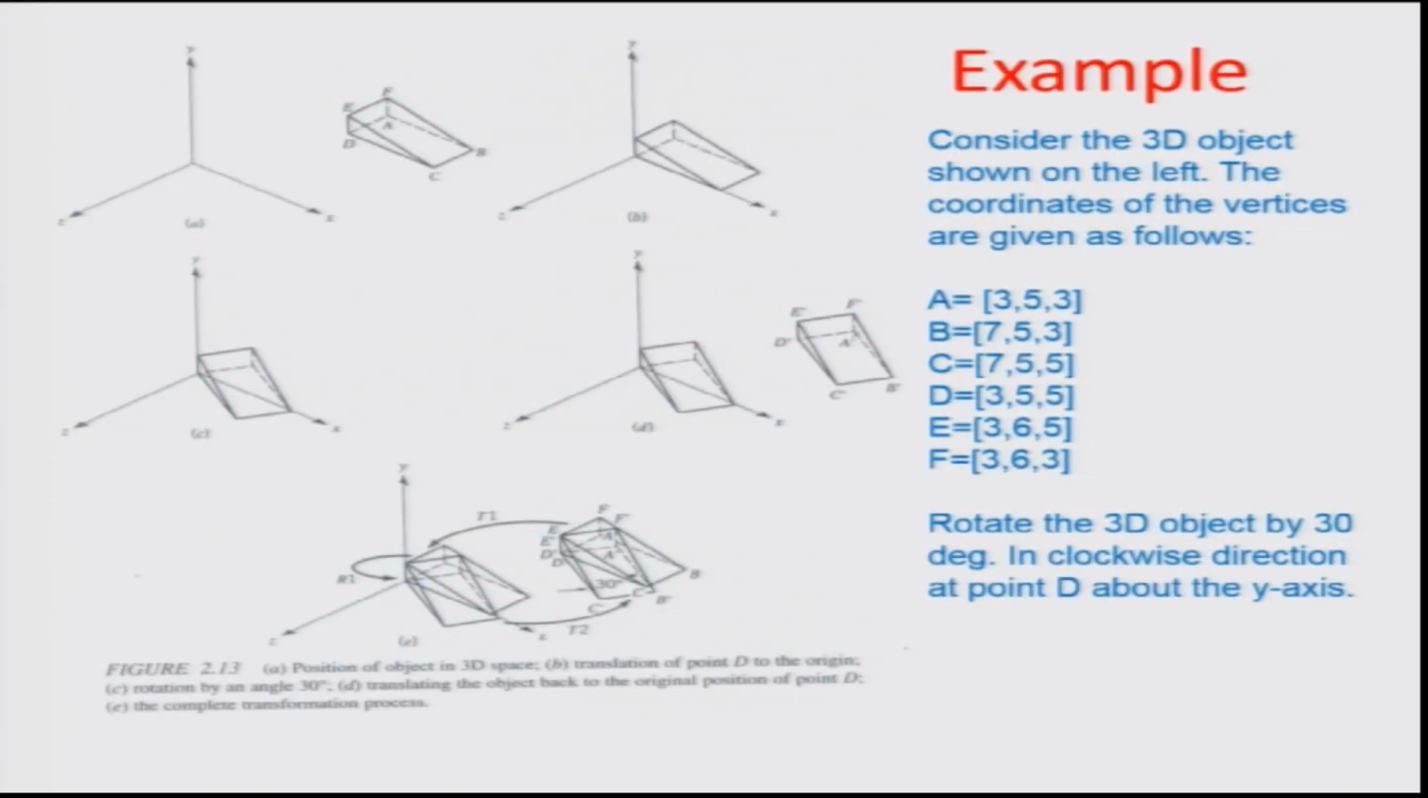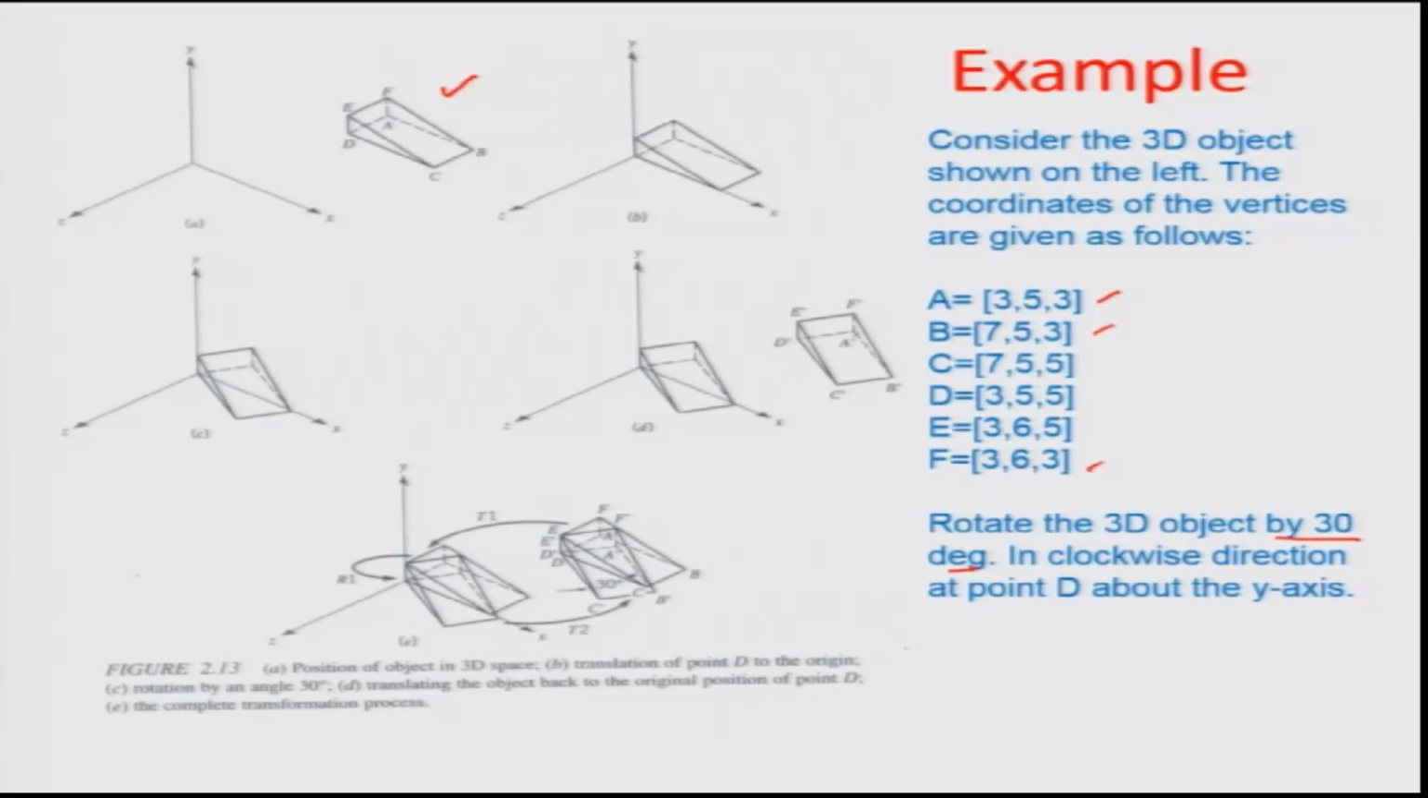So, we consider in this particular example problem an object with respect to x, y, z Cartesian axes, and the coordinates of the different points of this 3D object from A to F are mentioned here: 3 5 3, 7 5 3, and so on and so forth up to the value of F being 3 6 3. So, we want to execute a rotation here, and the rotation has to be by 30 degrees in the clockwise direction along the y axis.